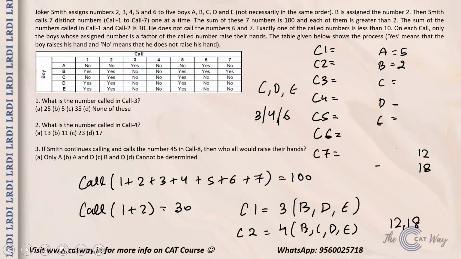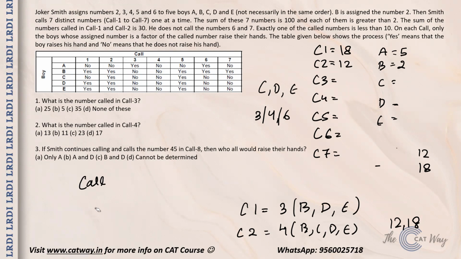Okay, so what we know is C1 is 18 and C2 is 12. Then the summation of C3, 4, 5, 6, 7 is equal to 70 now, because C1 and C2 sum to 30. So C3 plus C4 plus C5 plus C6 plus C7 is equal to 70.